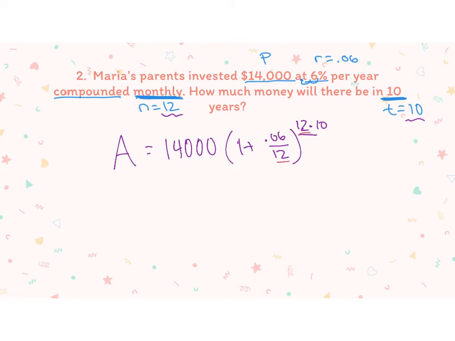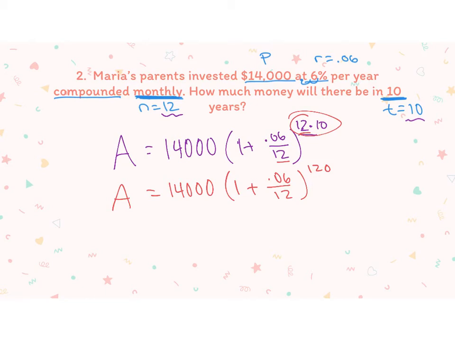Now, here's how you would type this out into your calculator. I like to take care of this exponent first. That's the first thing that I do. Those 2 things need to be multiplied together, so that's what I'm going to take care of first. So I've got A equals 14,000 times 1 plus 0.06 divided by 12, and then raise it to the 120th power. Okay, so when you take 12 times 10 in your calculator, you get 120.